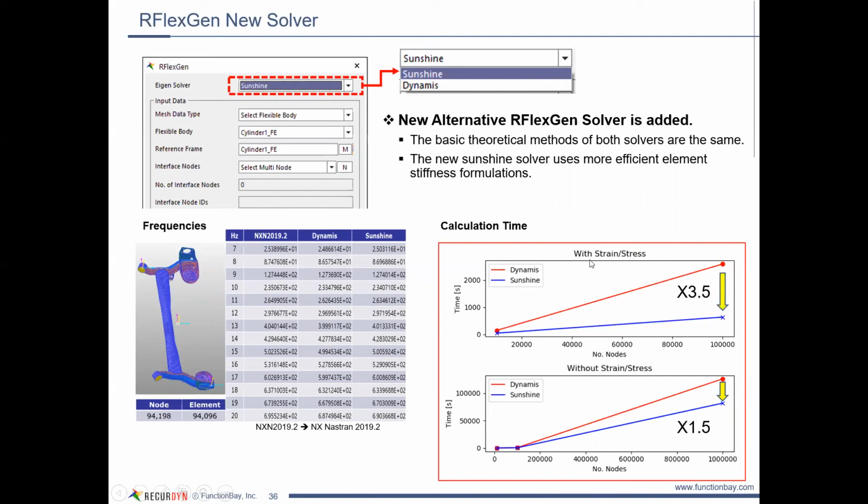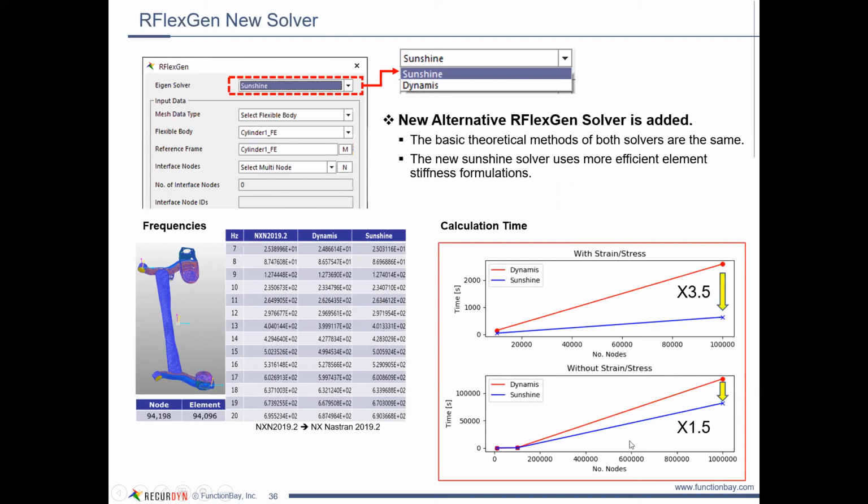The first plot on the top here shows different models, with different numbers of nodes up to 100,000 nodes. This is doing the creation of the eigenvalues and eigenvectors, with generating the stress and strain modes. That's an option that you have, and you need to do that if you want to do some kind of stress recovery. When you have that option turned on, it's actually a 3.5 times speed improvement.